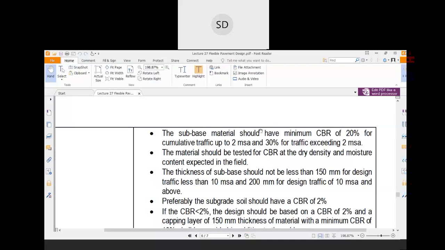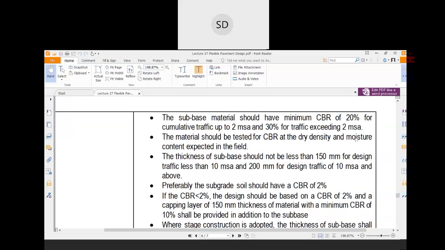Now, the sub-base material should have a minimum CBR of 20% for cumulative traffic up to 2 MSA. MSA means Million Standard Axle, and 30% for traffic exceeding 2 MSA. The material should be tested for CBR at the dry density and moisture content expected in the field. The thickness of the sub-base should not be less than 150 mm for design traffic less than 10 MSA and 200 mm for design traffic of 10 MSA and above.